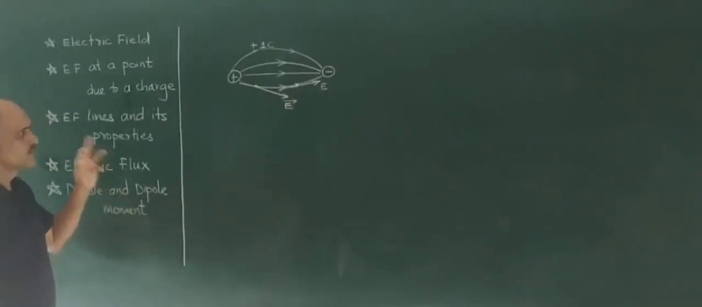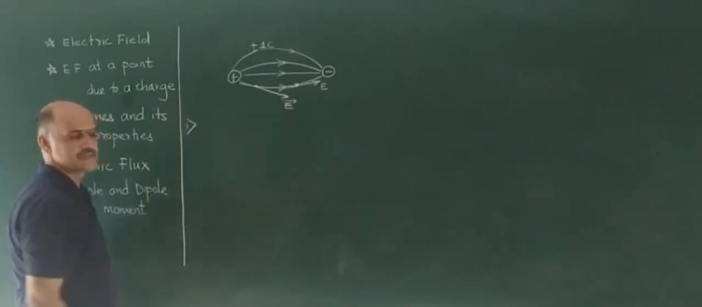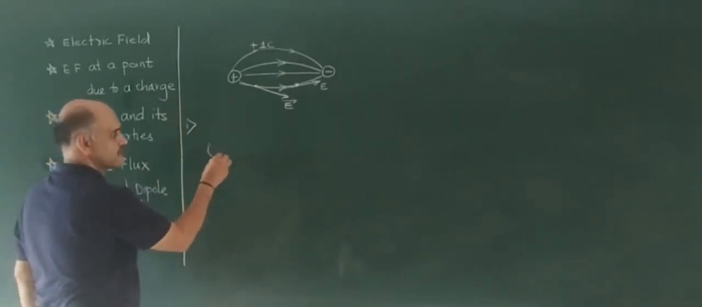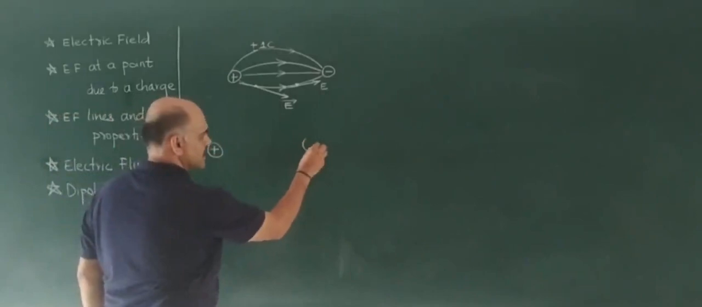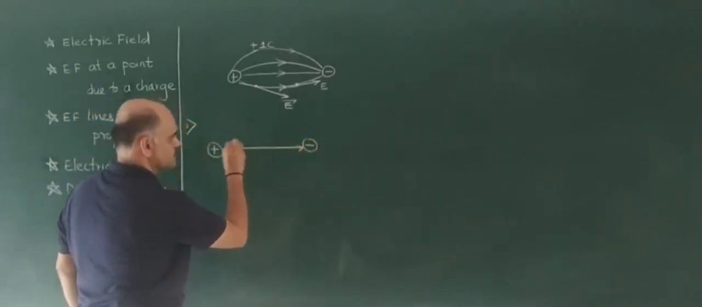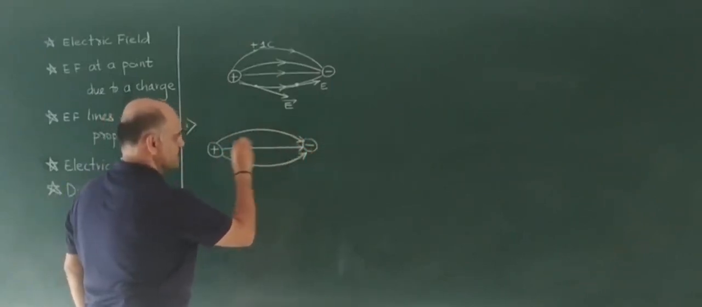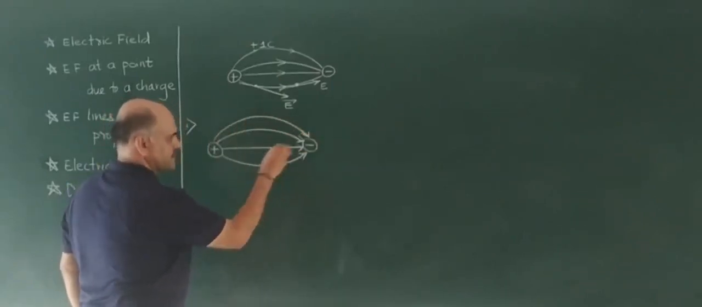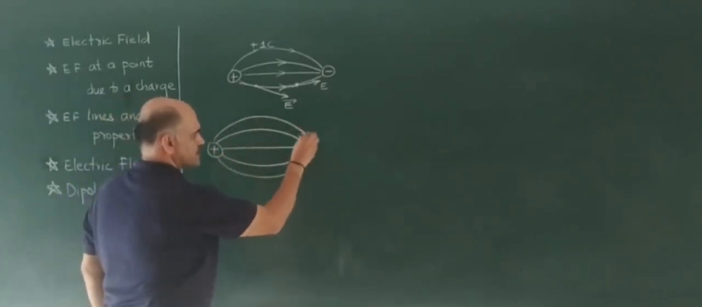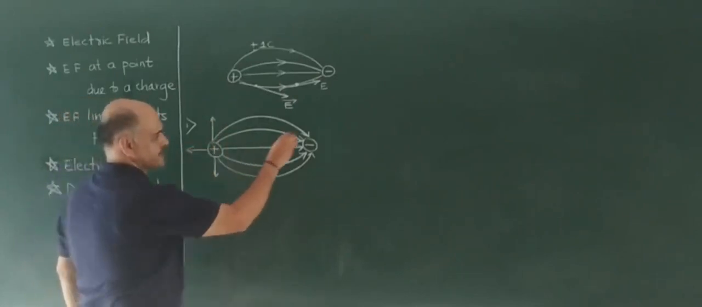Now, let me take its properties. The first property, as I just told: it starts from a positive charge and ends at a negative charge. So lines are shown in this form. It starts from positive and ends at negative.